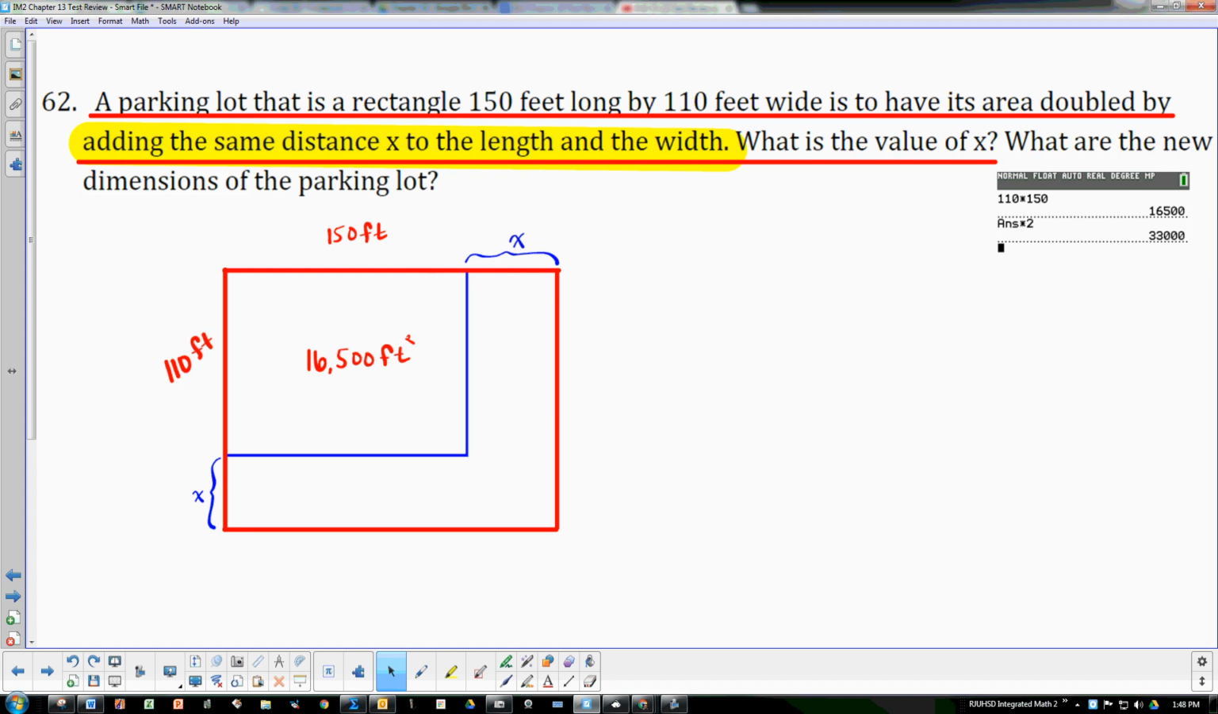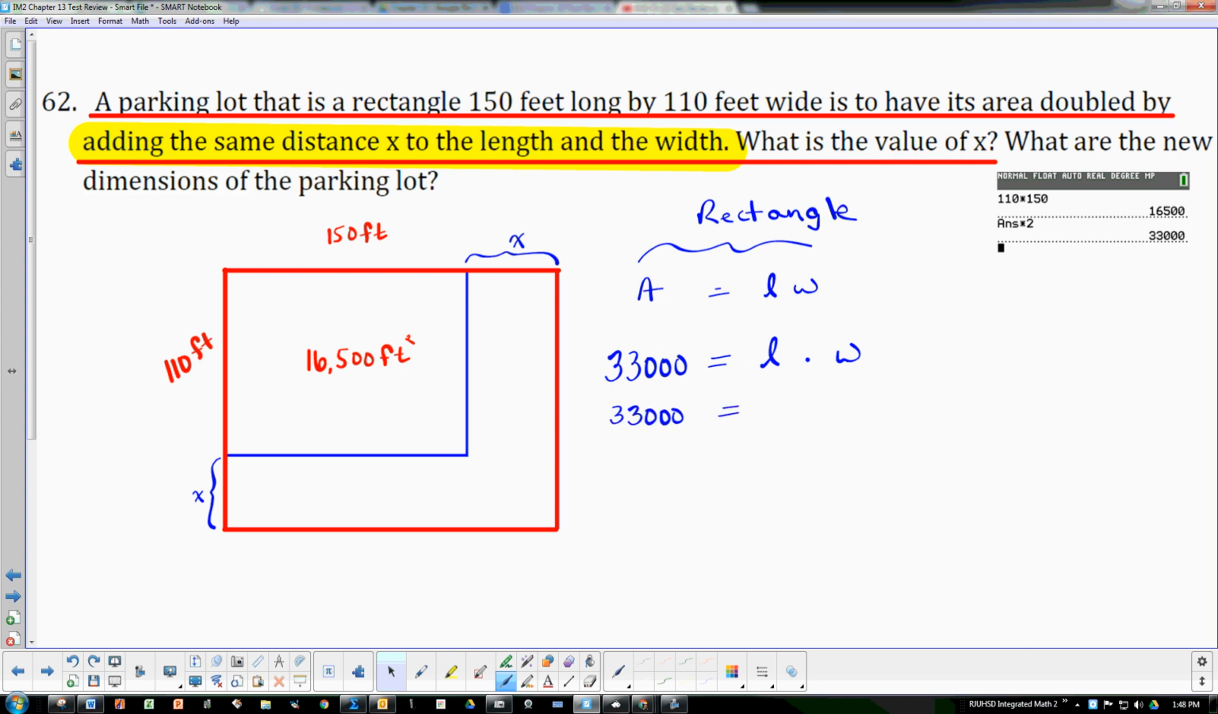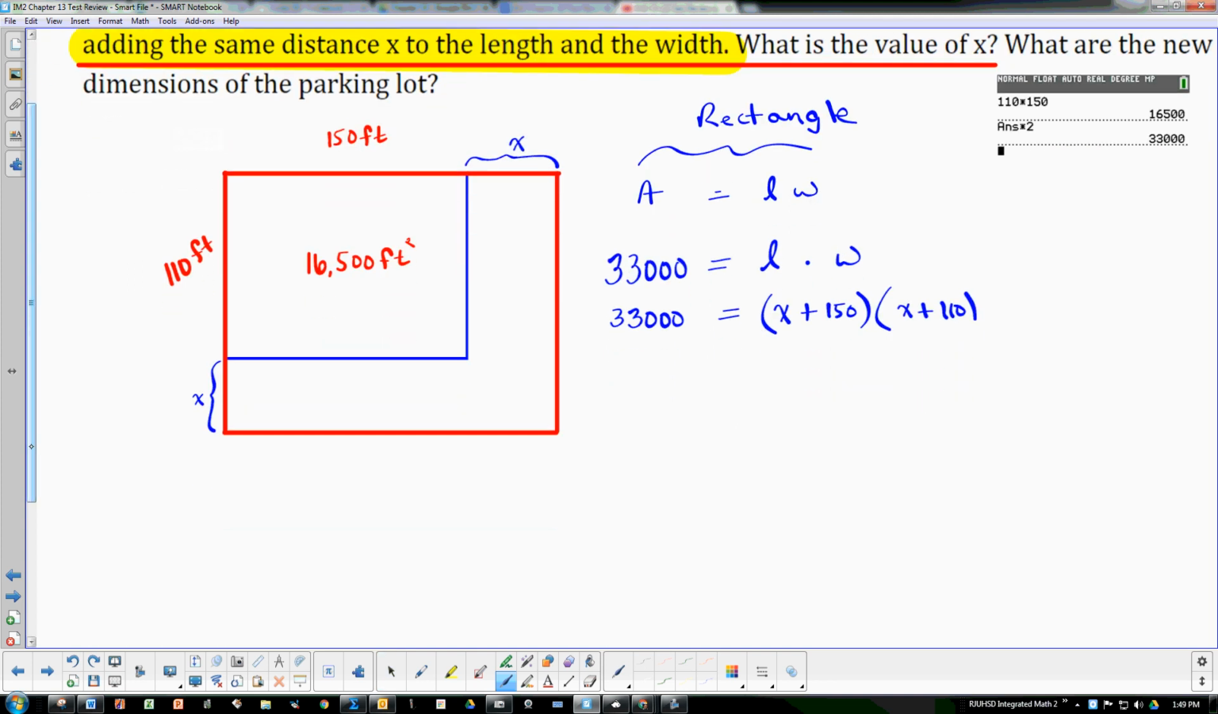All right, so we've got to build an equation here. So this entire area of 33,000 should be equal to length times width. That's how you find the area, right? Area is equal to length times width for any rectangle. Well, 33,000 should be equal to x plus 150, that's going to be our new length, and our new width is going to be x plus 110. And then we're going to have to solve this thing.